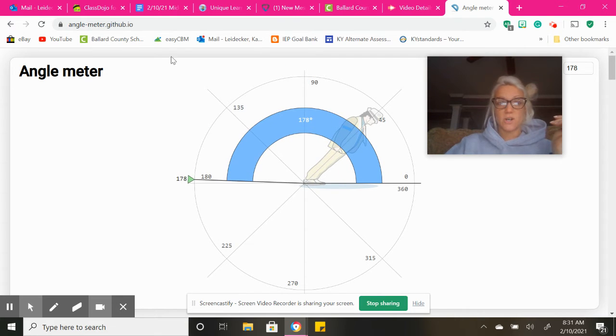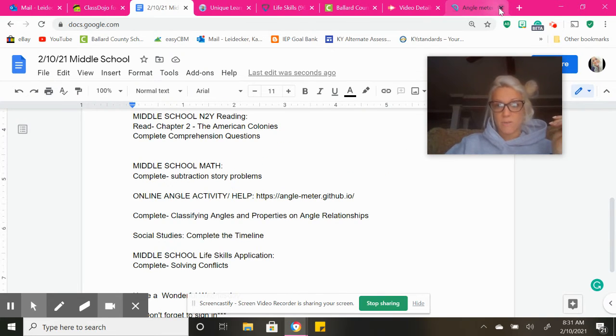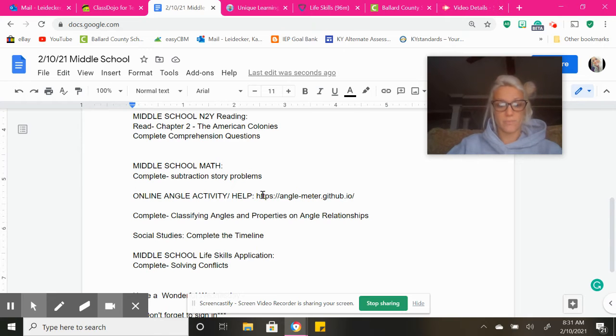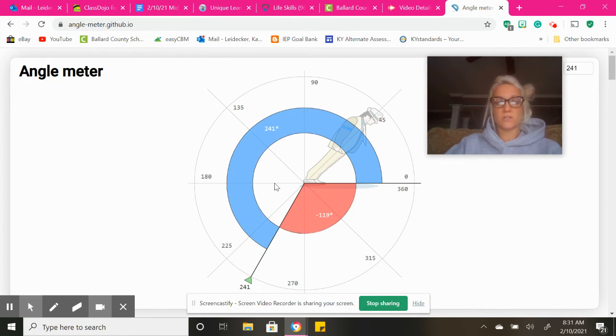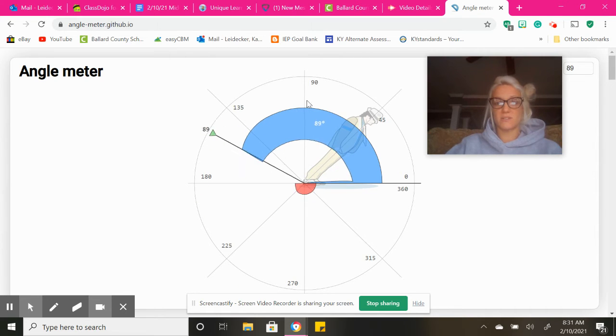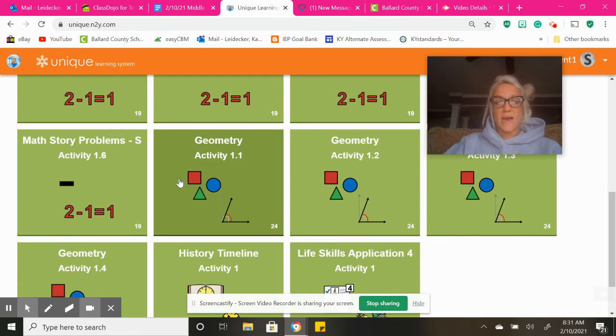Okay, so I have added this. So I'm going to exit this out. So I have on here online angle activity helper. Again, you would copy, Control C, Control V into the search on Google. And with this, you can practice working on your different types of angles. Okay, so that's 1, 2, 3, 4. Those 4 boxes, exactly what we did yesterday.